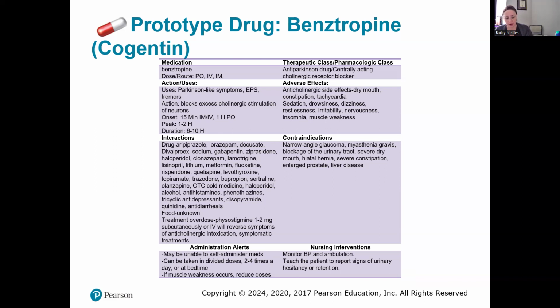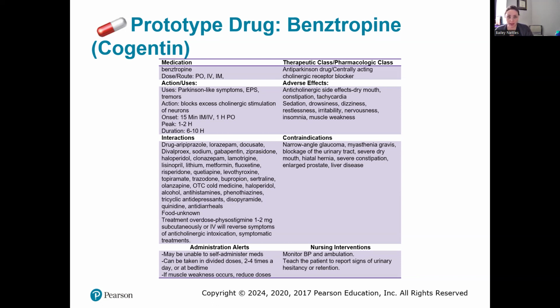Okay, so narrow angle glaucoma, myasthenia gravis, blockage of the urinary tract. These are contraindications. We know that with glaucoma for the anticholinergics because it causes that dry mouth and the drying of the secretions in your eyes too, so it can make it worse. The blockage of the urinary tract, because we're not worried about digestion or urinary function. So if we're having a blockage and we're going to make someone not pee as much, it's a problem, right? Severe dry mouth, hernias, severe constipation, and an enlarged prostate or liver disease.